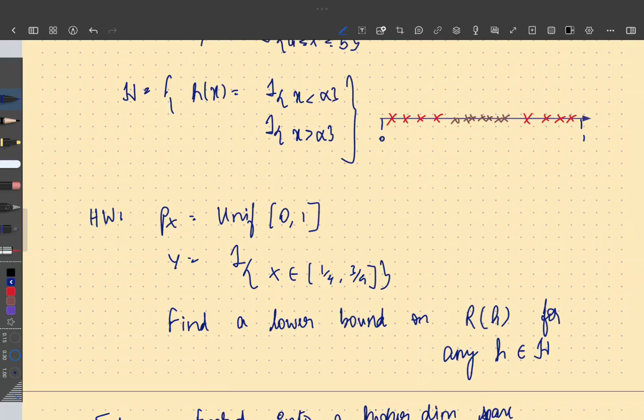Better than 1 by 4. How do you achieve 1 by 4? Choosing 1 by 4 or 3 by 4 as the threshold. Okay, but how do you say that the probability of error is only 1 by 4? If the x belongs to the interval 0 to 1 by 4, it's correctly classified. So that's probability of error 1 by 4. Correct. So can you do better than that? You can't. But you have to prove that you can't do better than that.